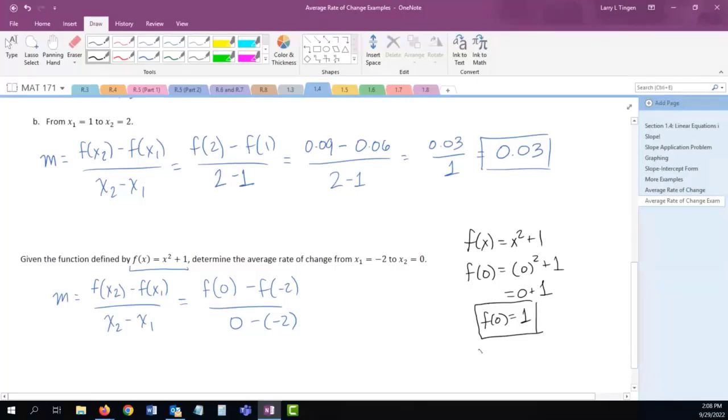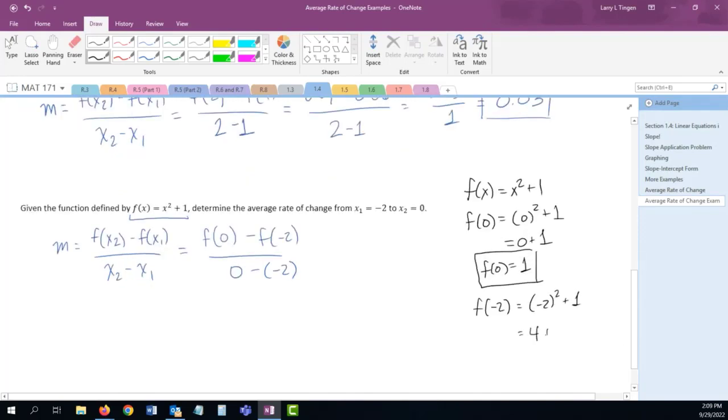So f at 0 is 1. And then the other one I need is f at -2. F at -2 is -2 squared plus 1. -2 times -2 is +4. +4 plus 1 is 5. F at -2 is 5. And those inform my slope. F at 0 is 1. F at -2 is... sorry, it's 5. What am I doing?